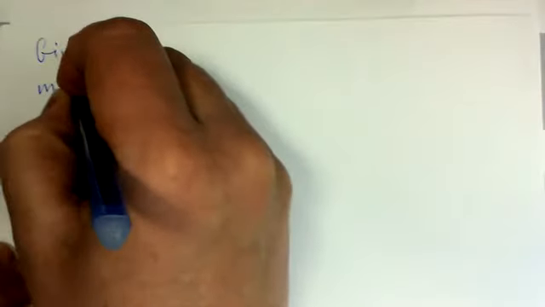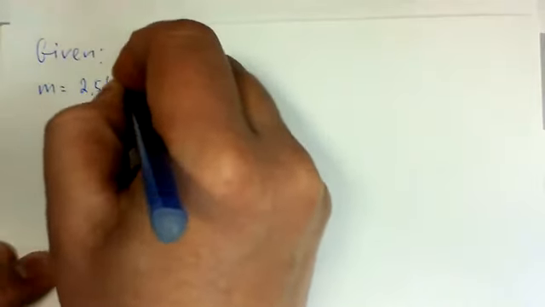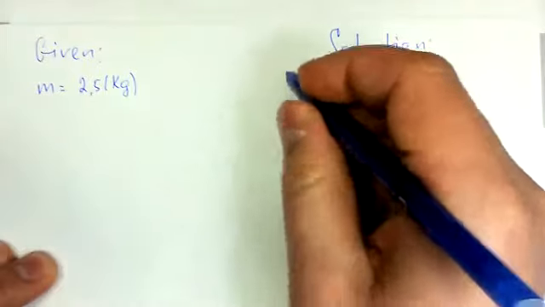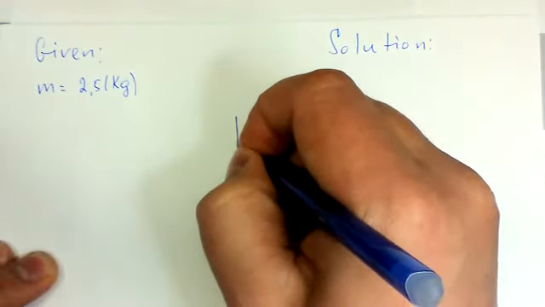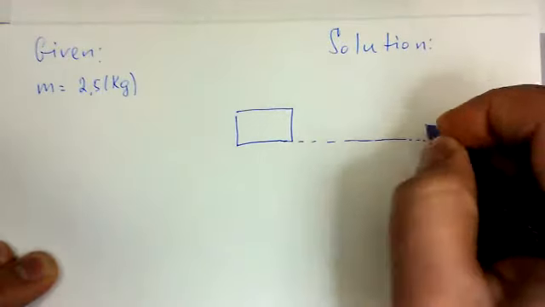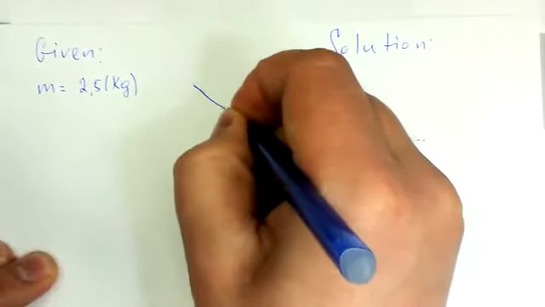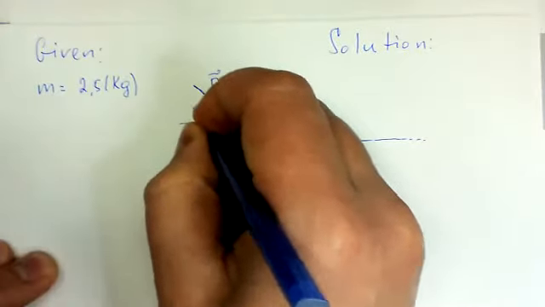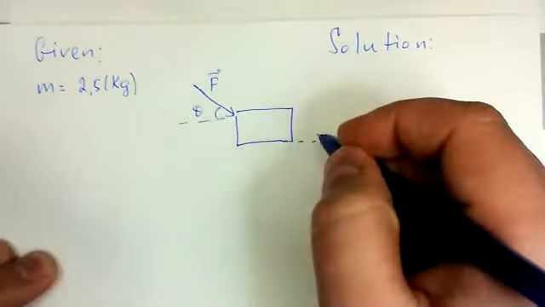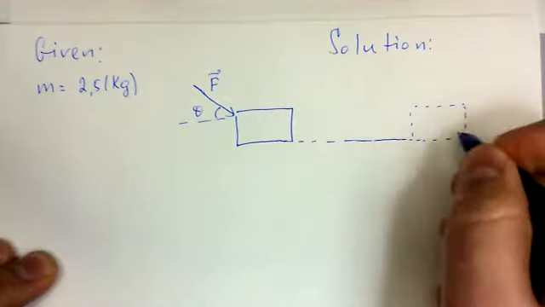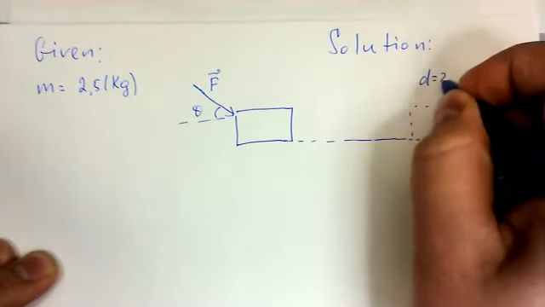It is given that the mass of the block is 2.5 kilograms. Let's draw it here. We have this block of mass 2.5 kilograms, initially at this point. Then some external force was applied to the block. Here is the external force applied to the block, with direction theta with respect to the horizontal. Here is the new position, and the object has moved a distance d, which is 2.2 meters.